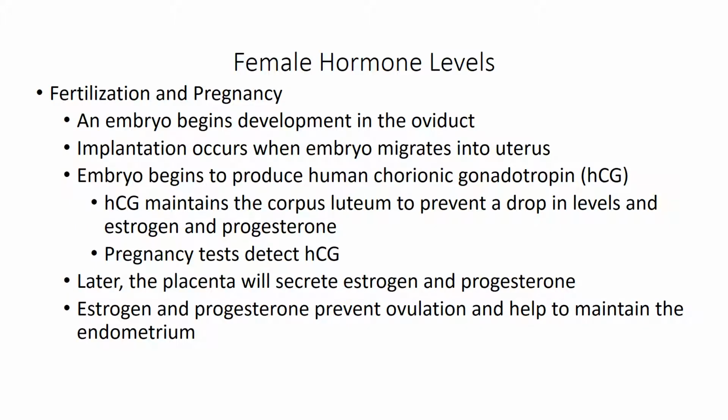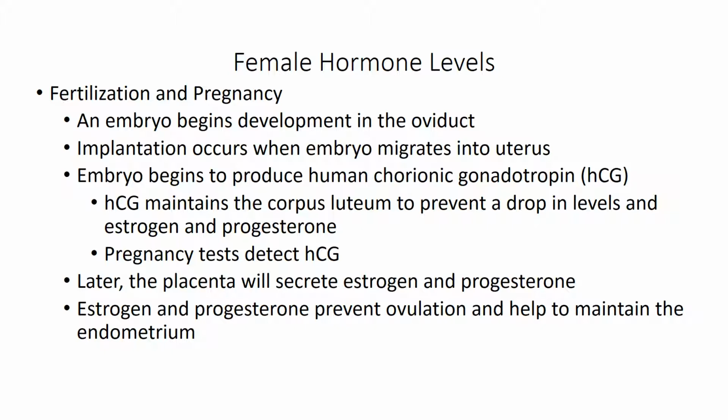Now, fertilization and pregnancy. Basically, an embryo will develop in the oviduct, and implantation happens when an embryo is migrating into the uterus. Okay, and the embryo or the zygote will begin to produce HCG, which is human chorionic gonadotropin, and that is what pregnancy tests actually detect. Okay, it's just a hormone, and you have to be really pregnant to secrete that.